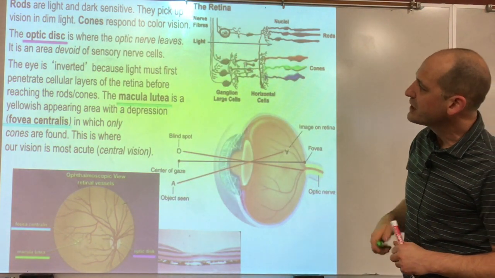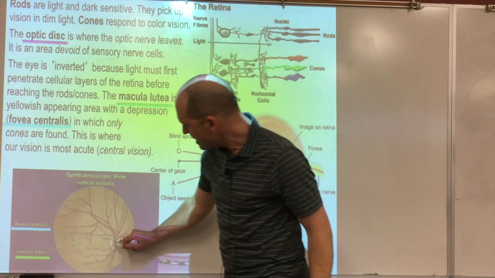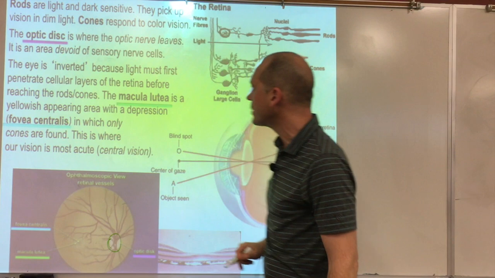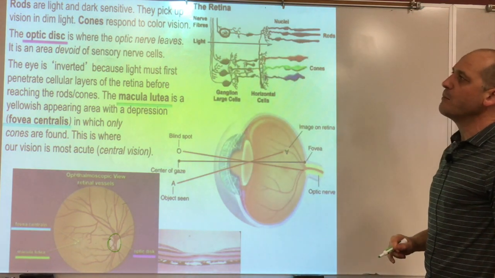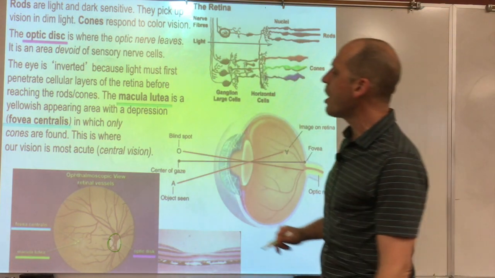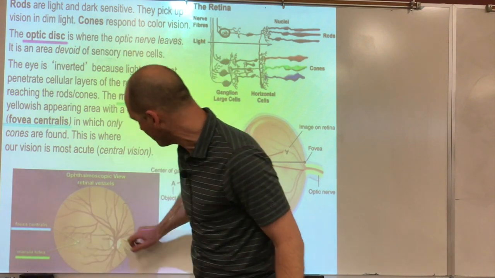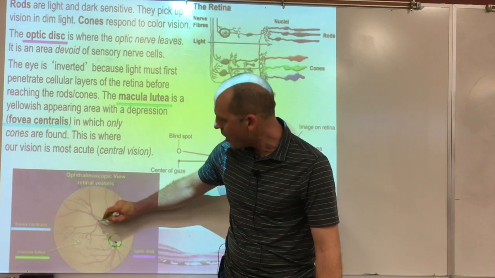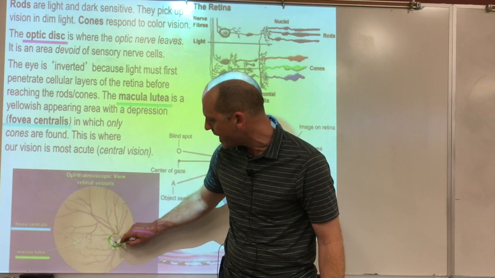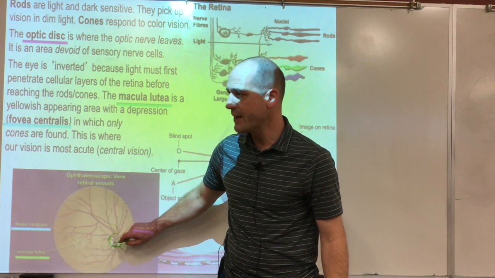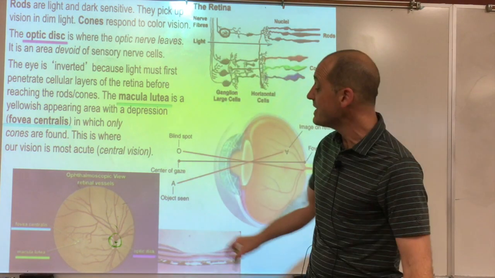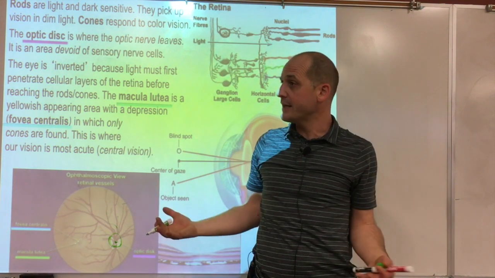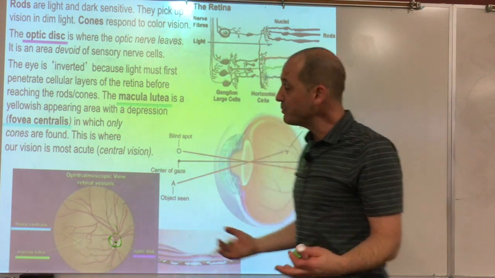And the optic disc is right here in the back. That's where the nerve goes in and out. You can see where all the blood vessels come together, they go in and out of there. And this is an area where we don't have any nerve picking up any light, because there are no receptors right there.